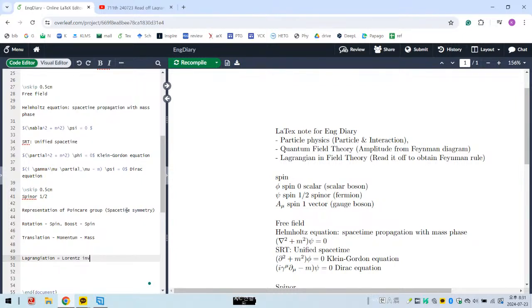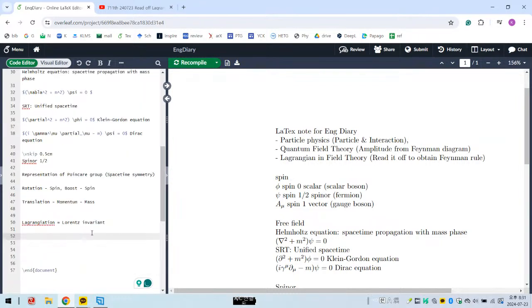If it is not Lorentz invariant, then there is a problem because the physics laws are different for each plane. So we need to make the Lagrangian invariant under the Lorentz transformation, and to make the Lorentz invariant Lagrangian using the spinor, we need to find how the spinor transforms under the Lorentz transformation.